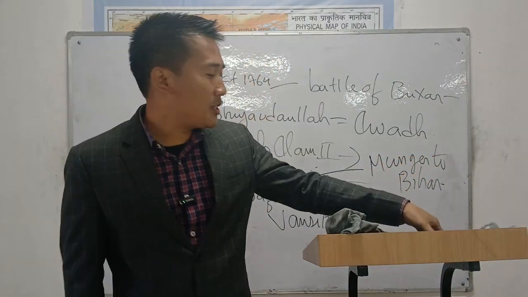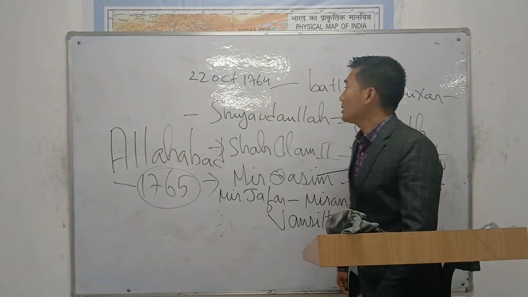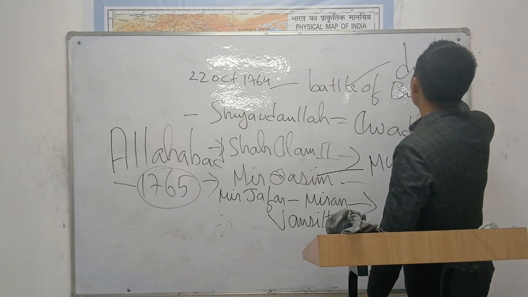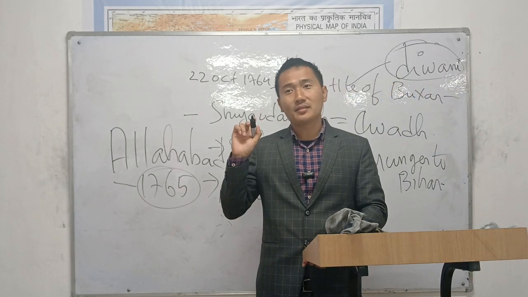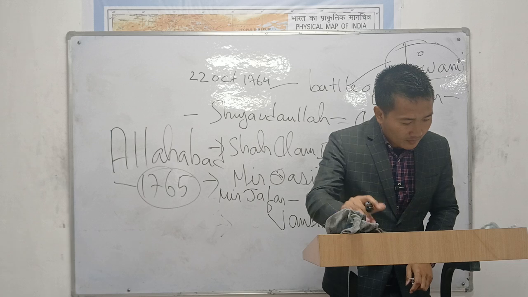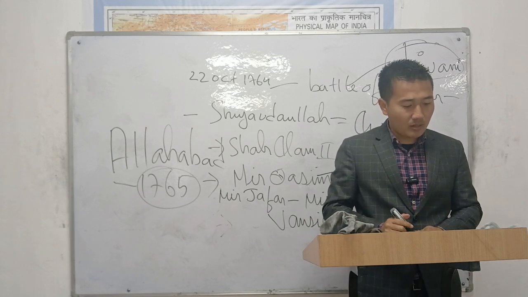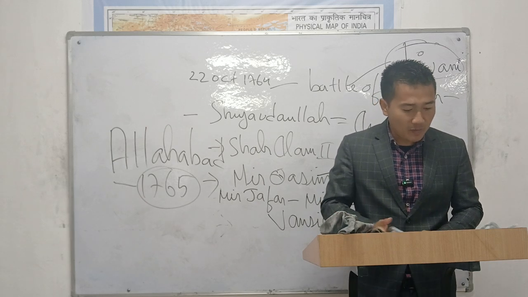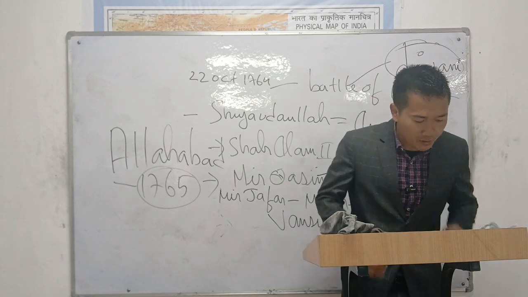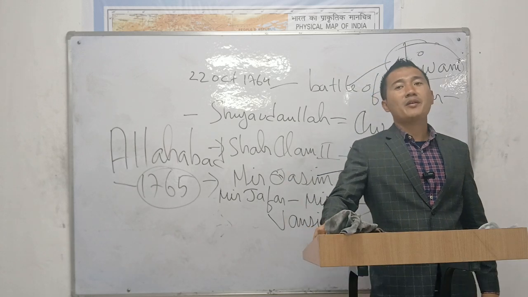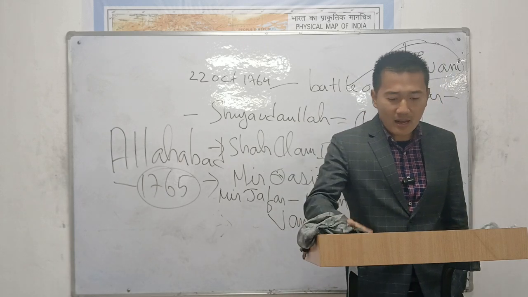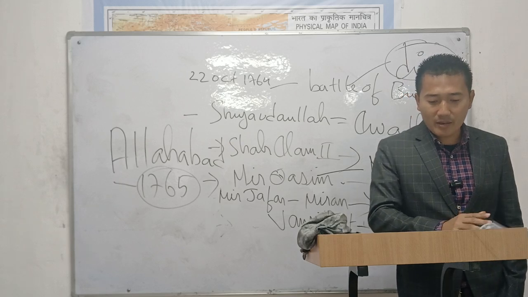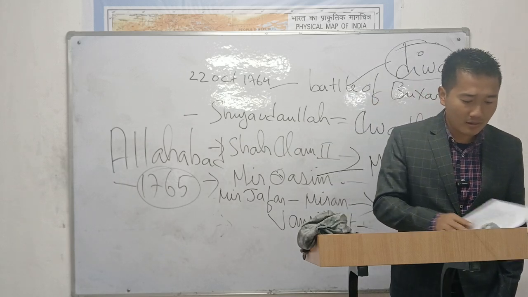Remember, which battle has given the Diwani right to the British? Diwani right is the right to collect taxes. Please write it down. The British got the right of Diwani, which means the right to collect taxes from three important Indian regions: Bengal, Bihar, and Orissa. I'm not going to discuss the Treaty of Allahabad in detail today, okay? But this is all about the Treaty of Allahabad.